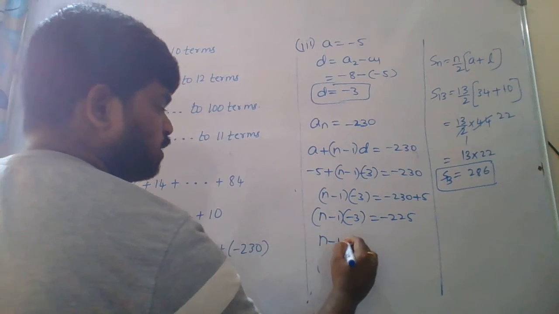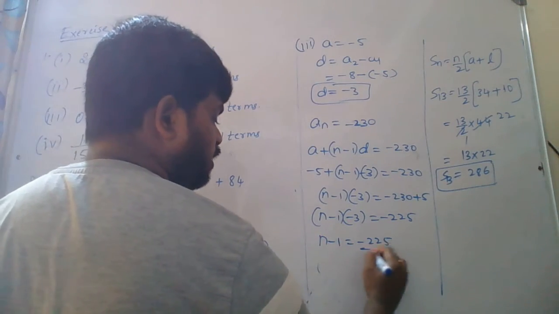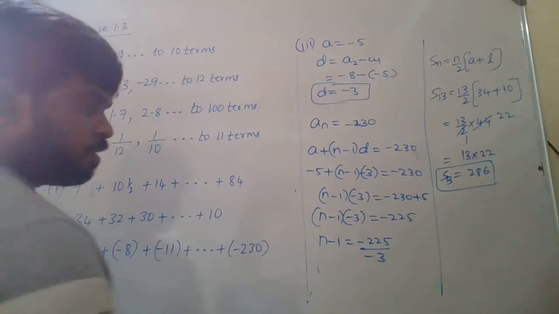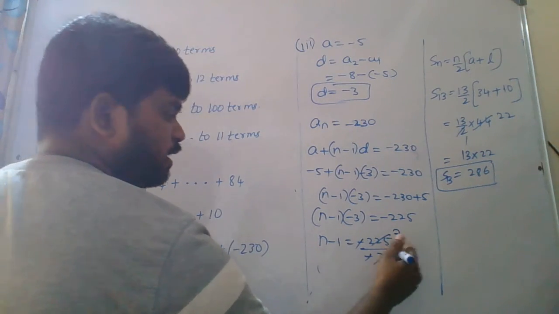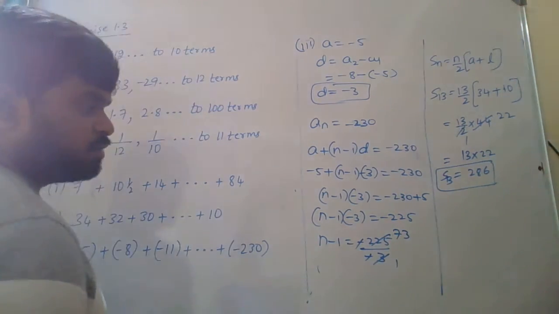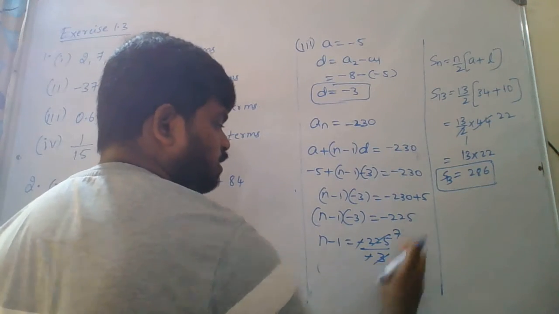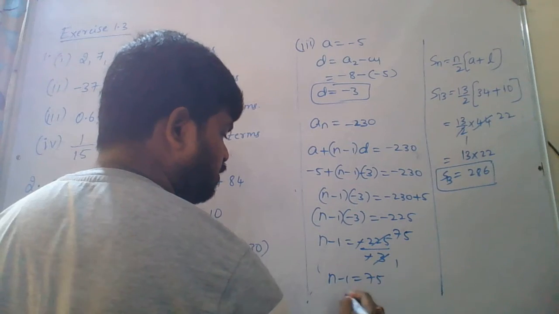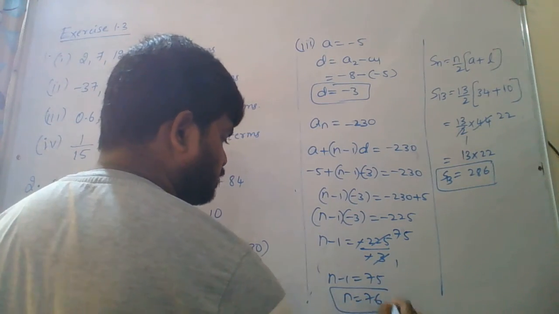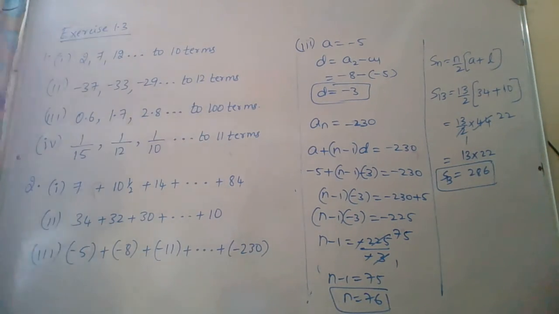Therefore, n minus 1 is equal to minus 225 by minus 3. Minus minus gets cancelled. 3 1s are 3, 3 7s are 21, 1 carry, 3 5s are 15. Therefore, n minus 1 is equal to 75, which implies n is 76. Meaning there are 76 terms that we are adding.